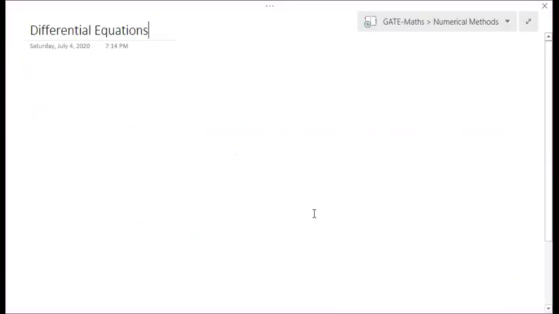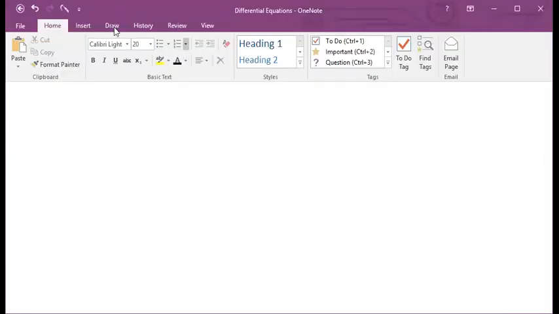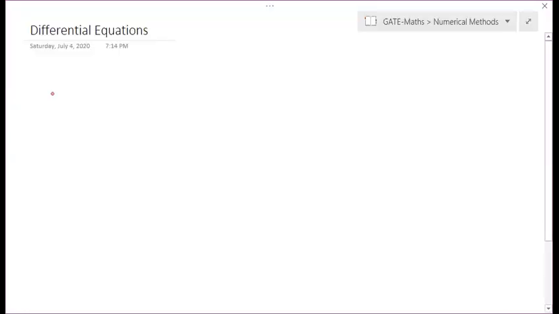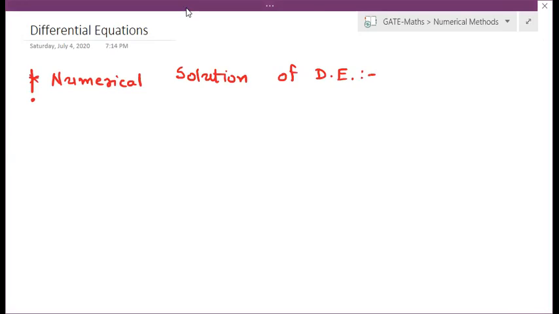Now let us start our final topic of this chapter, which is a very small topic. Numerical solution of differential equation. Here we are going to learn 2-3 different methods, and I will give you all the formulas of them. So see over here. Numerical solution of differential equation.